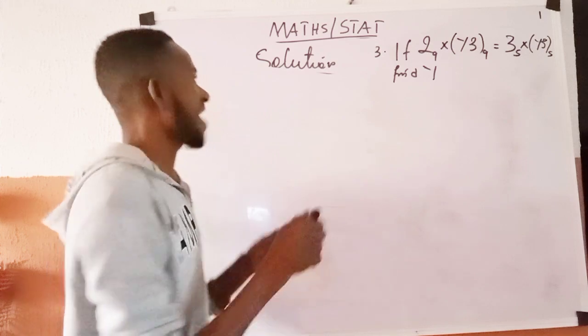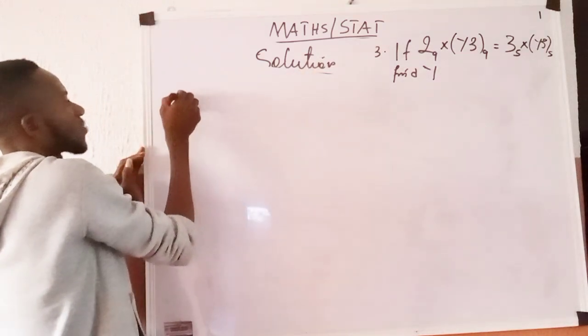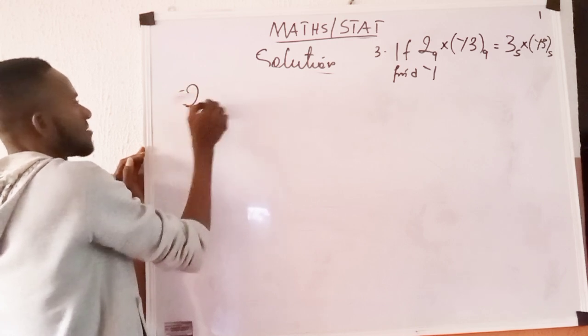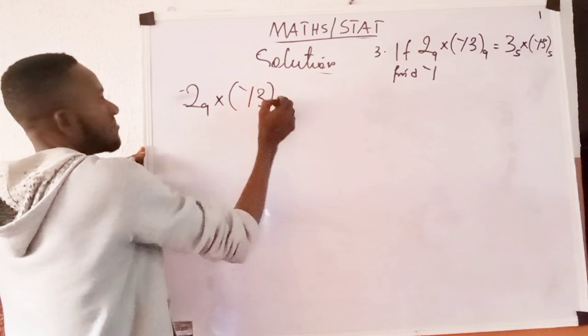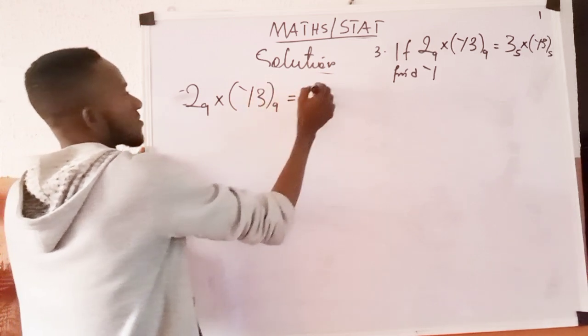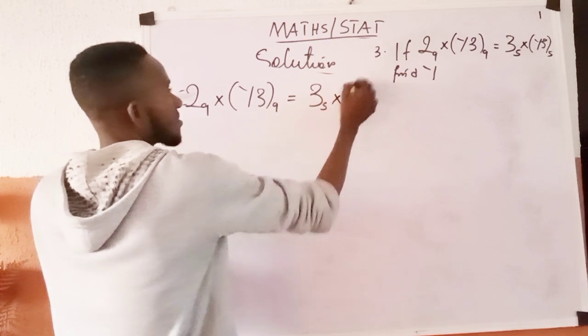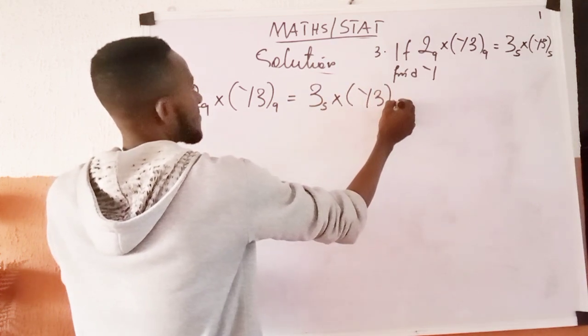So solving it together, our solution is here. We now write what we have there: 2 in base 9 multiplied by y3 in base 9 equals 3 in base 5 times y3 in base 5.